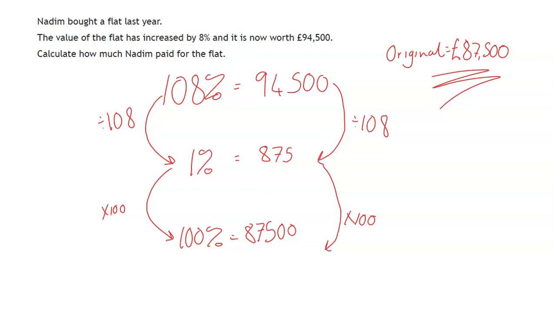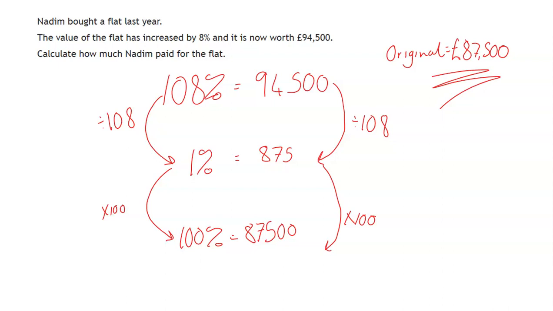A question like this is fairly straightforward. The biggest thing you need to do is that first step. That first step of identifying what percentage we now have is key. The rest of the steps are standard. Find 1%, find the original. But that first step is the vital one. If you cannot figure that out, then we're not on track.